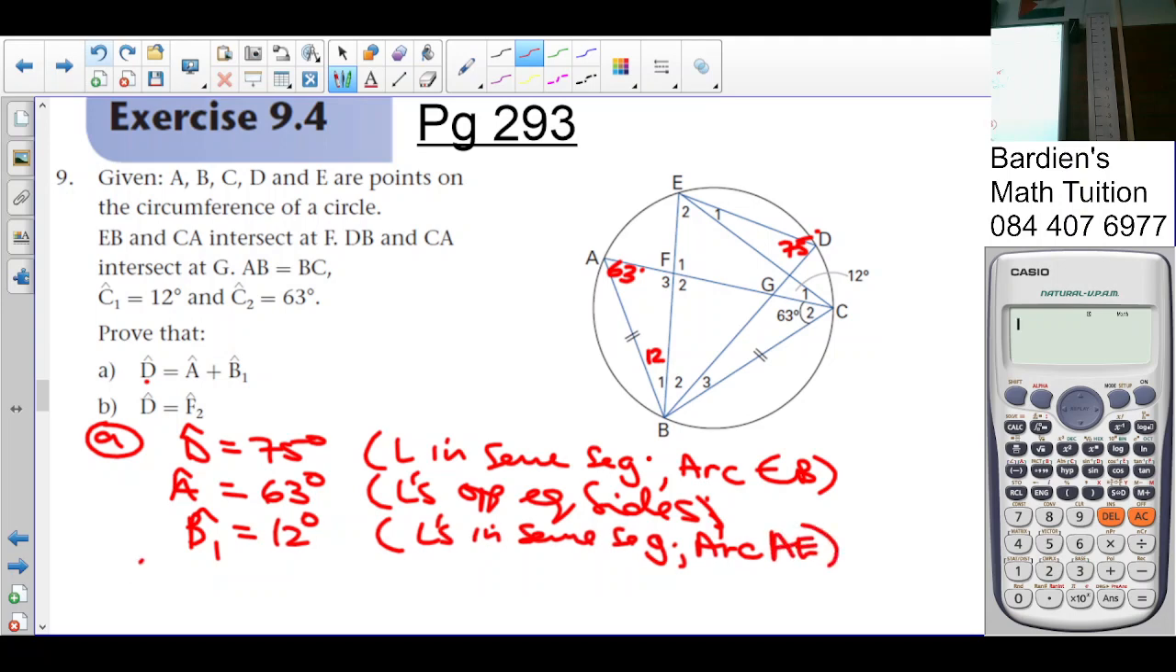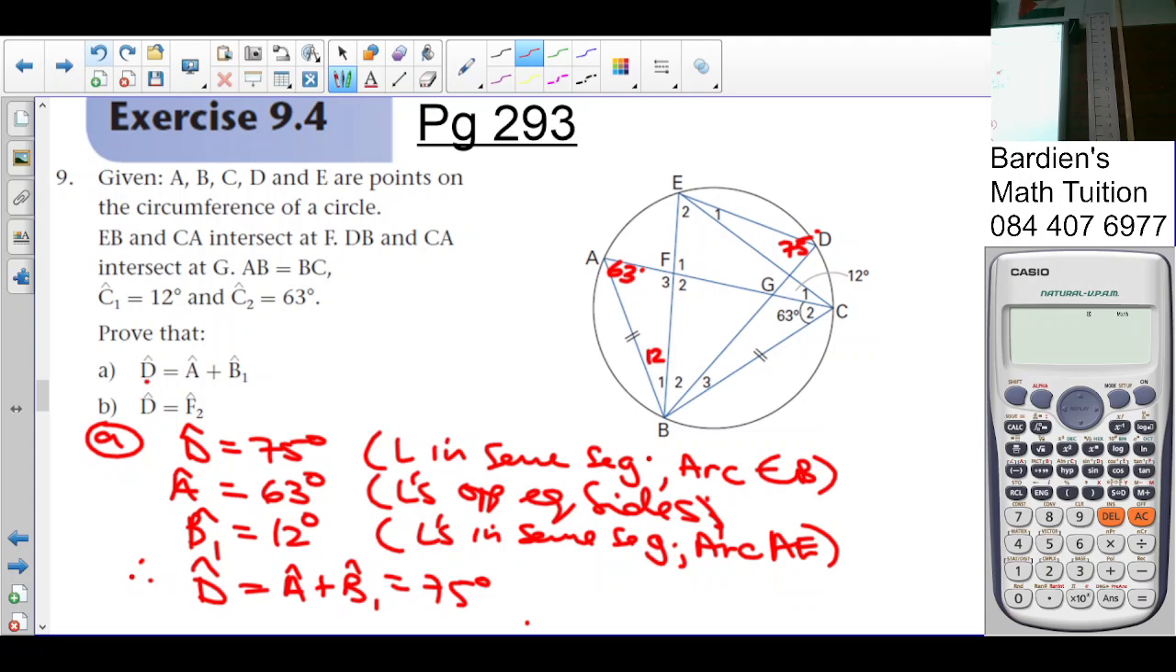So therefore, angle D is equal to angle A plus angle B, which is equal to 75 degrees. That's worth about 5 or 6 marks, something like it. Some would give 3 or 4. I will give you probably 4.